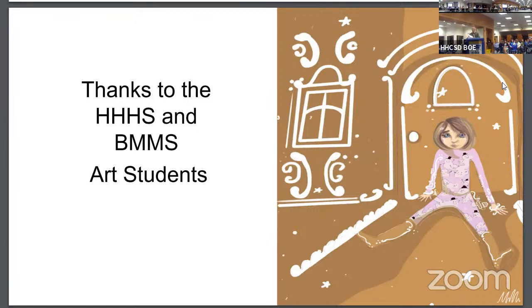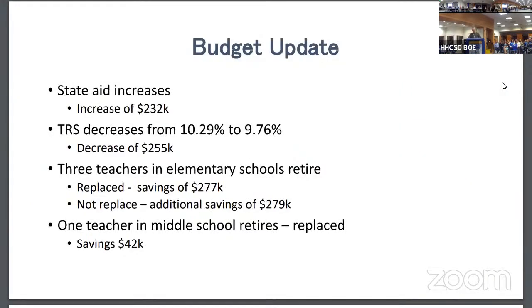Any questions, please? Go back to the budget update slide if you could. Three teachers in elementary school retire. I just want to make sure it's clear: with the current grade banding model, if we didn't change, this would be a savings of $556,000. And any changes would be a possible reduction to that savings? Not exactly.